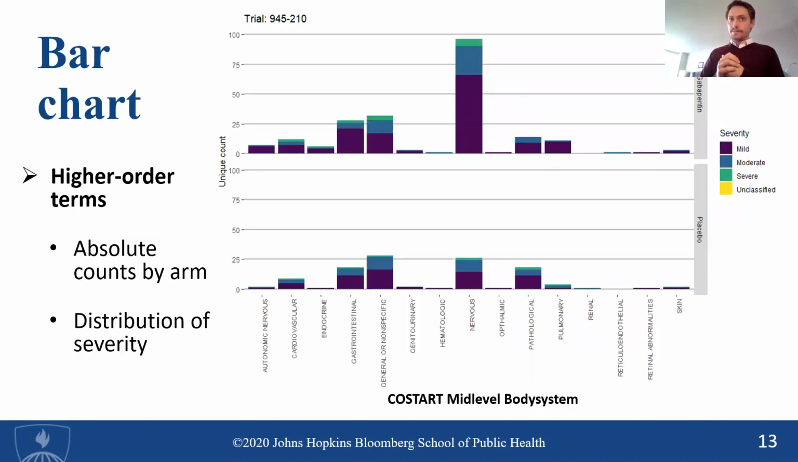The bar chart, a little bit in contrast, presents data on harms only at a mid-level body system, so an aggregated higher level than the preferred term. And it displays the number of occurrences within each body system by treatment arm. So here it's really just the count. But within that, it does break down the severity of the harms. So you can see the distribution of severity within each body system, as presented by those different colors.